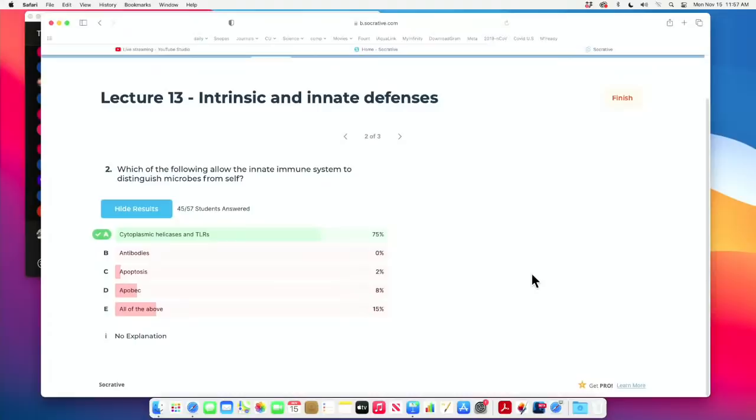Yes. Cytoplasmic helicases and toll-like receptors allow the innate immune system to distinguish microbes from self. Innate immune system is the key here, right? Not antibodies. That's not innate. Not apoptosis. That's intrinsic. APOBEC is intrinsic. So that's why.